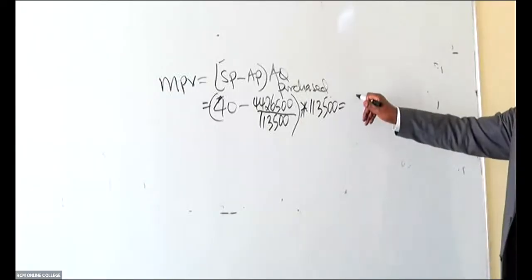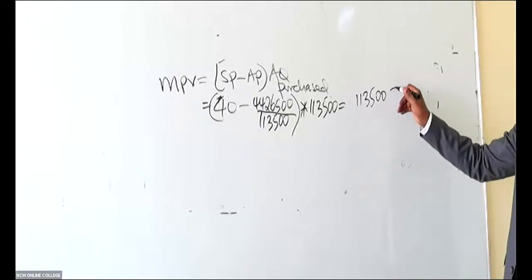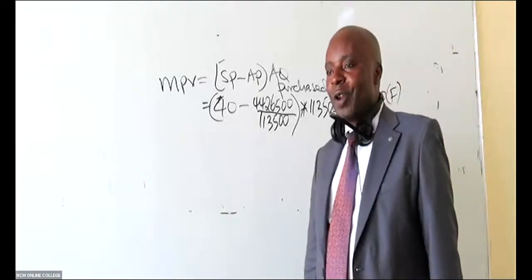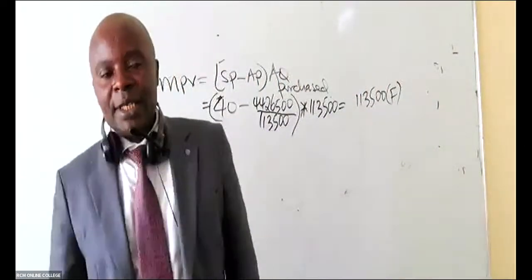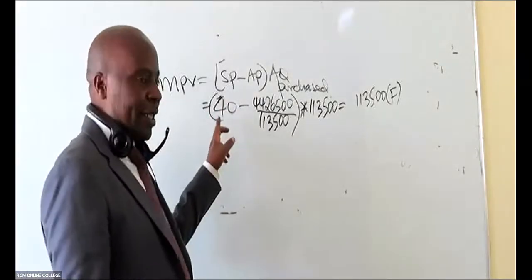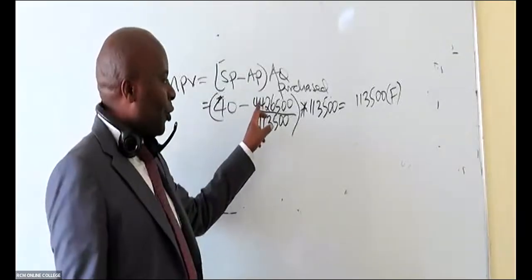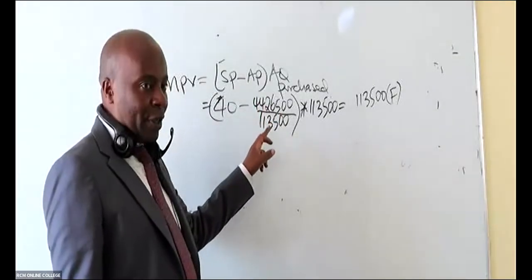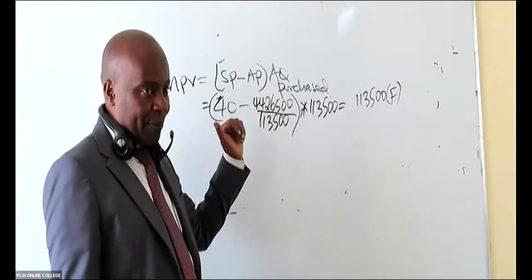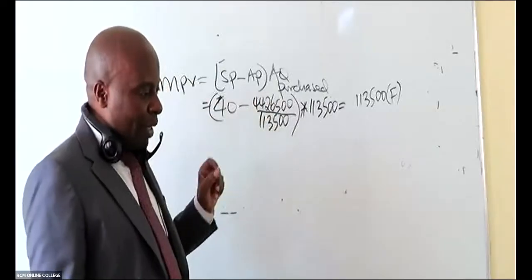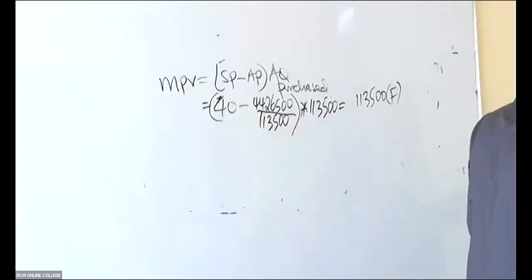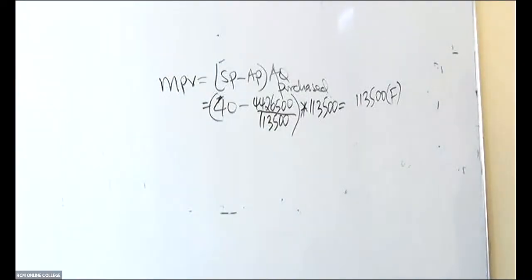Is there somebody who is able to see the answer? And if it's positive, what do we say? We say this variance is favorable. So remember, you take your brackets so you have a clear time: open bracket, 40 minus 44,265,00 divided by 113,500, you close, times 113,500. You'll be able to get that answer, which is positive, which basically tells me that everything there is good, favorable. Is that okay?